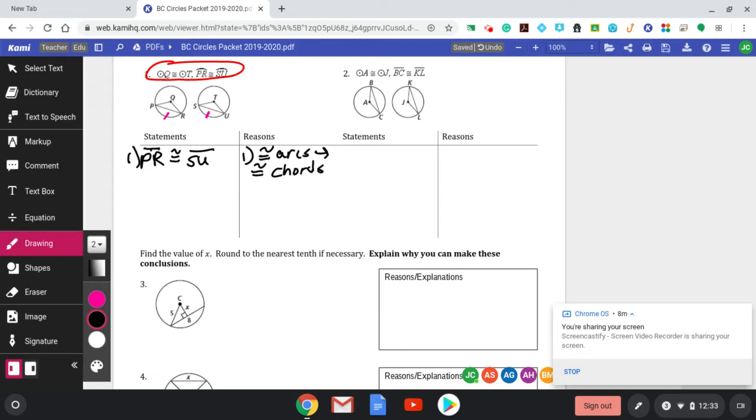All right. Next up, we also learned in theorem number 1 that if the arcs are congruent, so are the central angles. So angle Q is congruent to angle T. Reason? What was given? That we had congruent arcs. And what did we write down? That means congruent central angles.